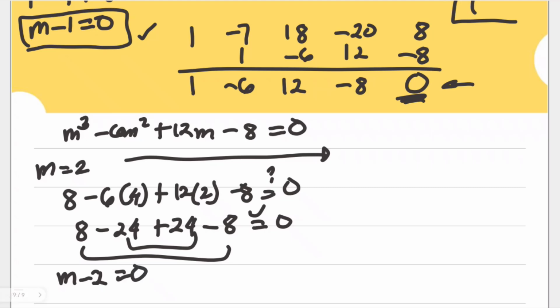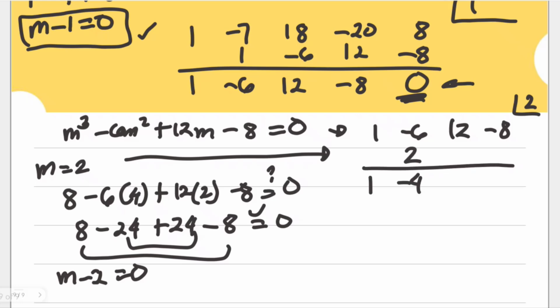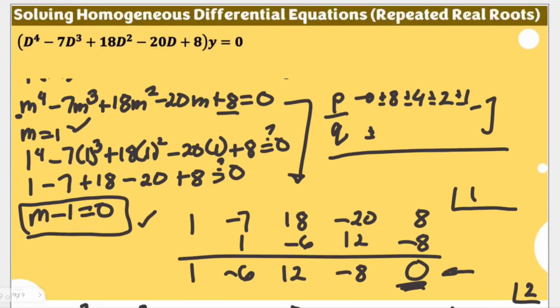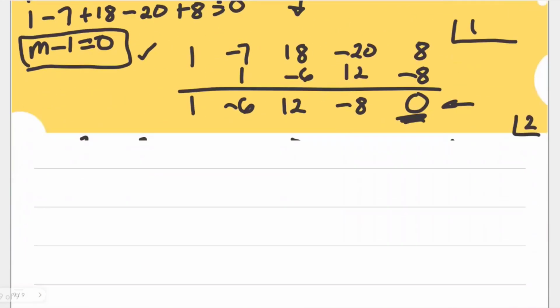And again, using the standard division, you have 1, minus 6, 12, minus 8, and your second root was 2. So 1 times 2 is 2. Then you will have minus 4 times 2 is minus 8, and positive 4 times 2 is positive 8, giving 0. Again, assurance. So this is now the second root. As you can see, our first root is 1 and the second root is 2. We have not yet reached a conclusion that our roots are repeated, but they are both real. But we are not yet done.